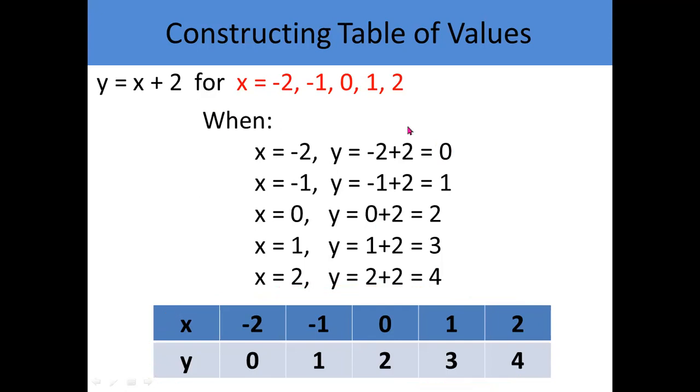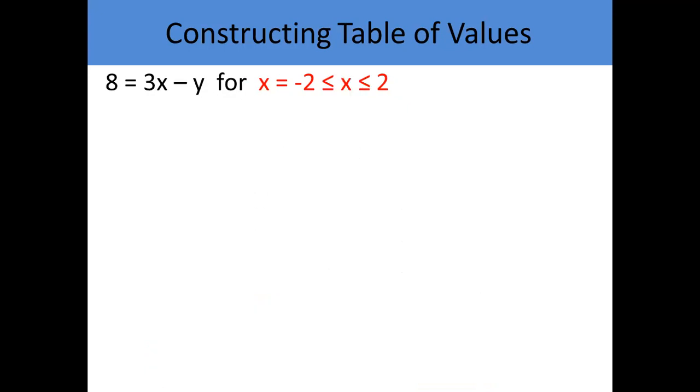All right, second example. Create a table of values. The equation is 8 equals 3x minus y. So this is the equation: 8 equals 3x minus y. These are now the values of x: -2 less than or equal to x less than or equal to 2.